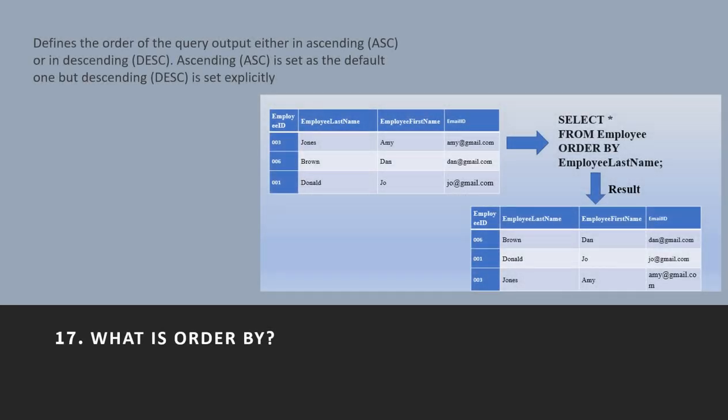What is order by? It defines the order of the query output either by ascending or descending, and ascending ASC is set as the default one, but descending DESC is set explicitly. So when we use the command select star from employee order by employee last name, it will give the result where the employee last name is sorted in ascending way.